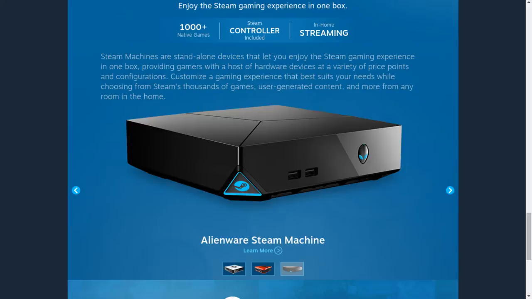And, of course, we recommend you do not buy the Alienware. Don't touch it with a 10-foot pole. We recommend that you don't even click the link. Don't even do it to yourself, because the link will give you cancer.